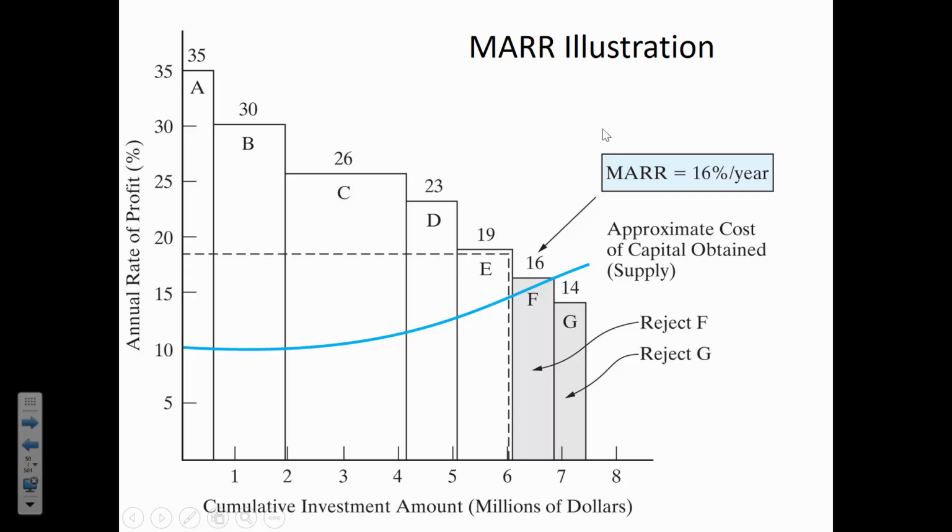F and G are no's because the decision criteria says a project is acceptable if the rate of return is greater than the minimum acceptable rate of return. Okay, any questions about this?